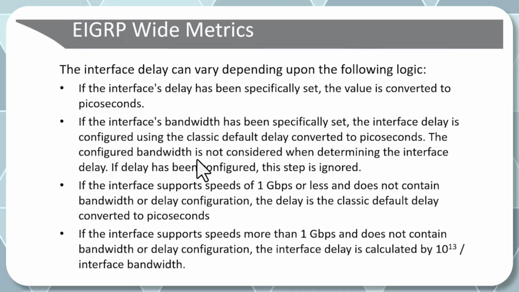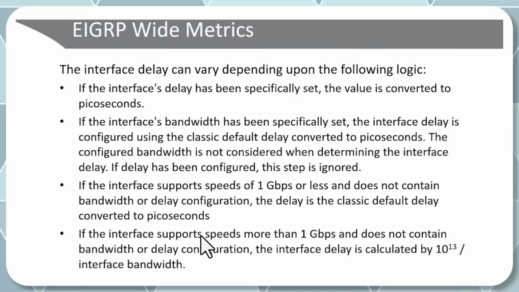The configured bandwidth is not considered when determining the interface delay. If delay has been configured, this step is ignored. So if you have configured delay, then the bandwidth step will be ignored. If the interface supports 1 gigabit or less and does not contain bandwidth or delay configuration, the delay is the classic default delay converted into picoseconds. So if you are not giving anything, then it will convert into picoseconds.